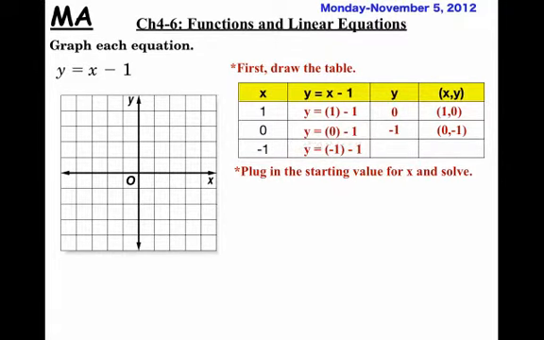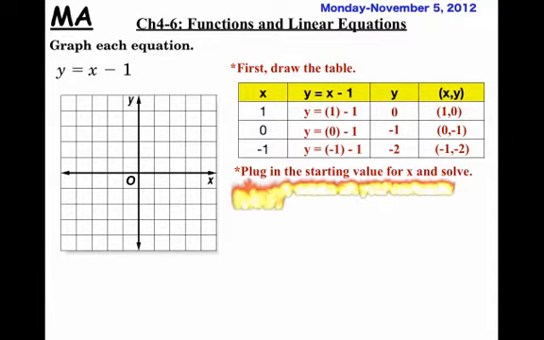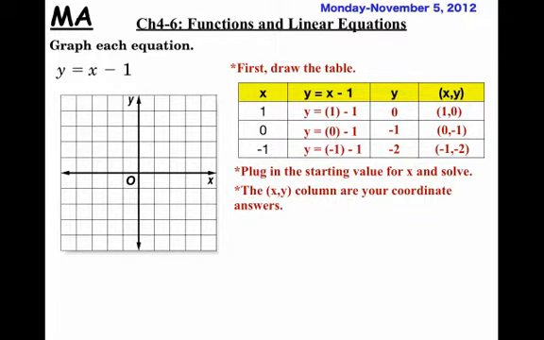Next you plug in negative 1. So you have negative 1 minus 1, y equals negative 2. So your xy coordinate or value is going to be negative 1, negative 2. After you solve for y in those three examples, you're going to use the xy column as your coordinate answers.